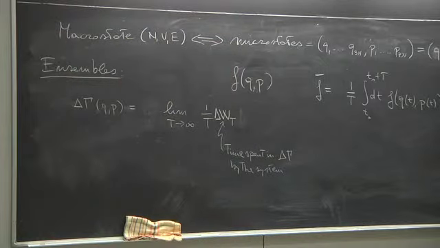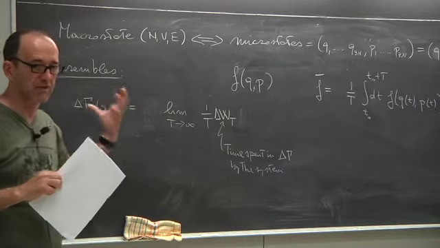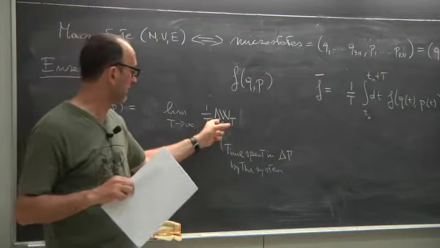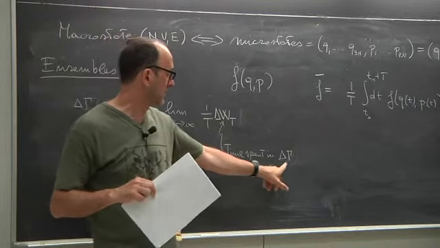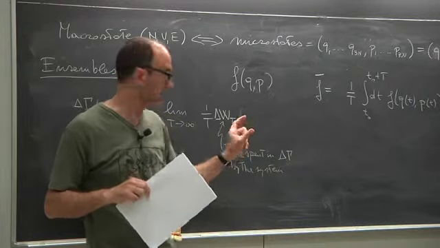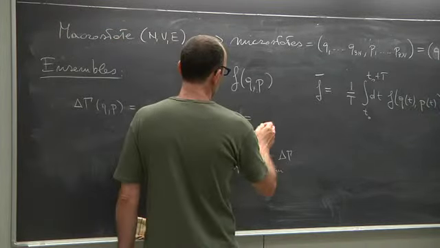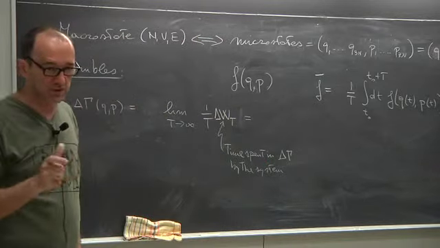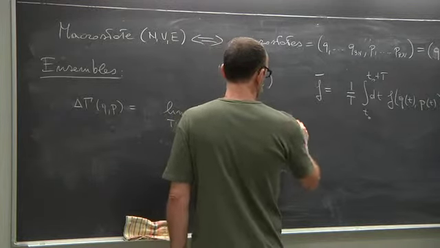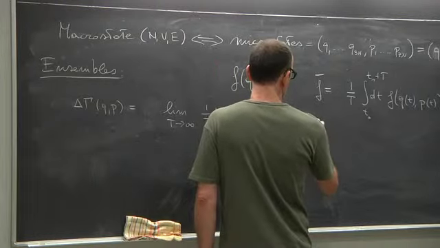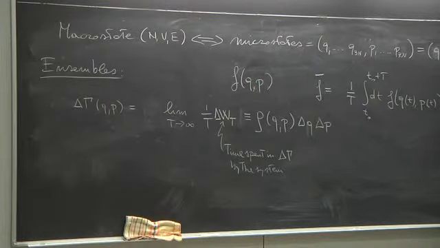So imagine that I can follow my system in phase space and I can compute how much time, in a long time interval t, how much time does it spend in this particular volume, okay? Then I can compute this limit. And generally, this limit will be proportional to the size of the volume, okay? So I define through this limit an object which is the density, okay?